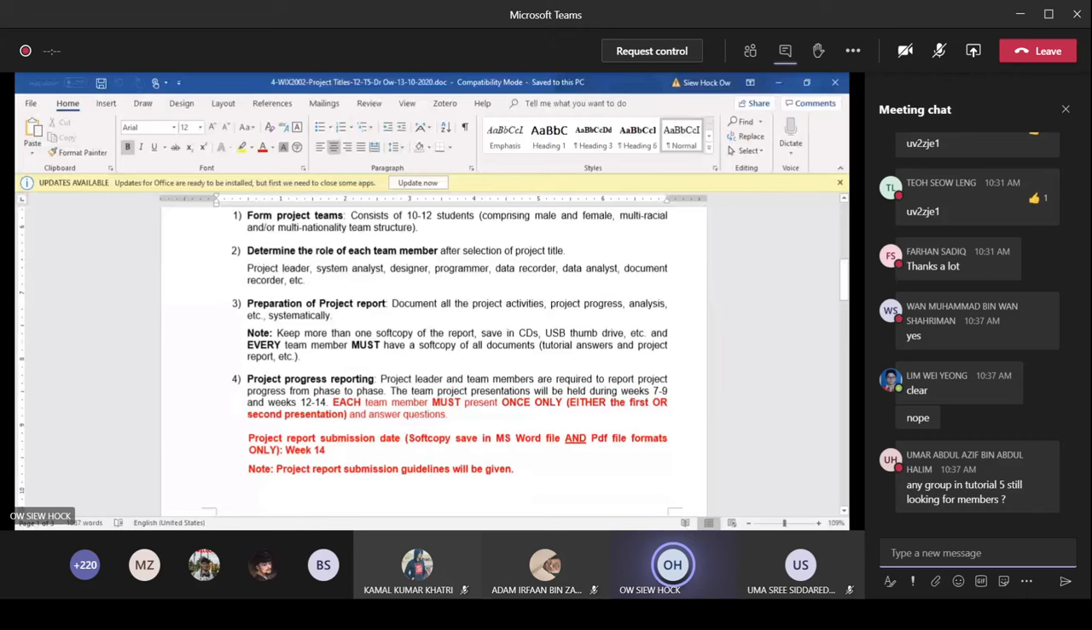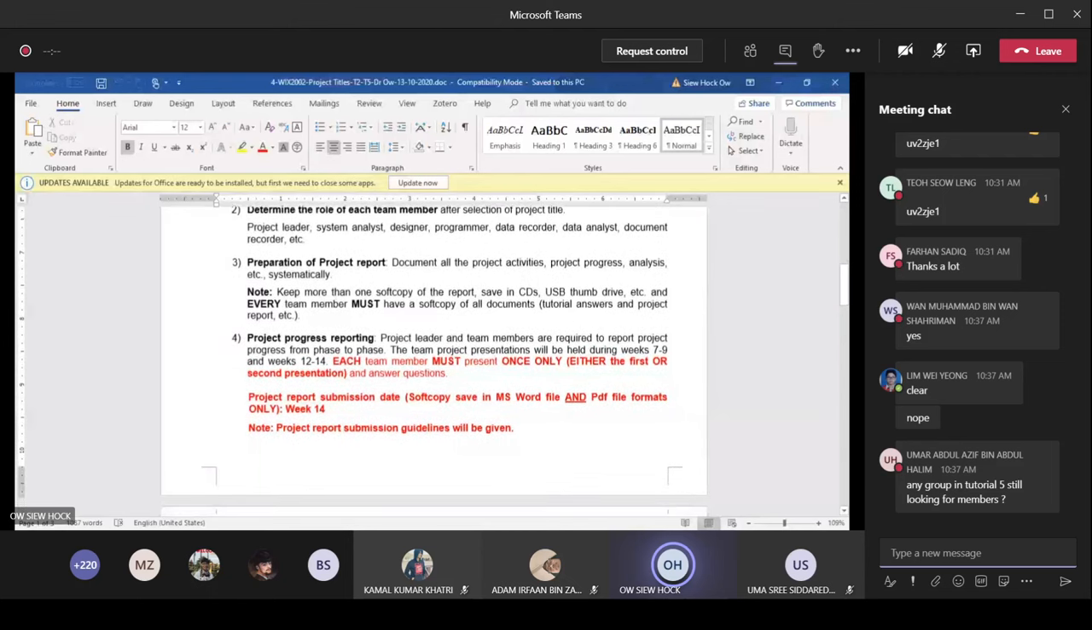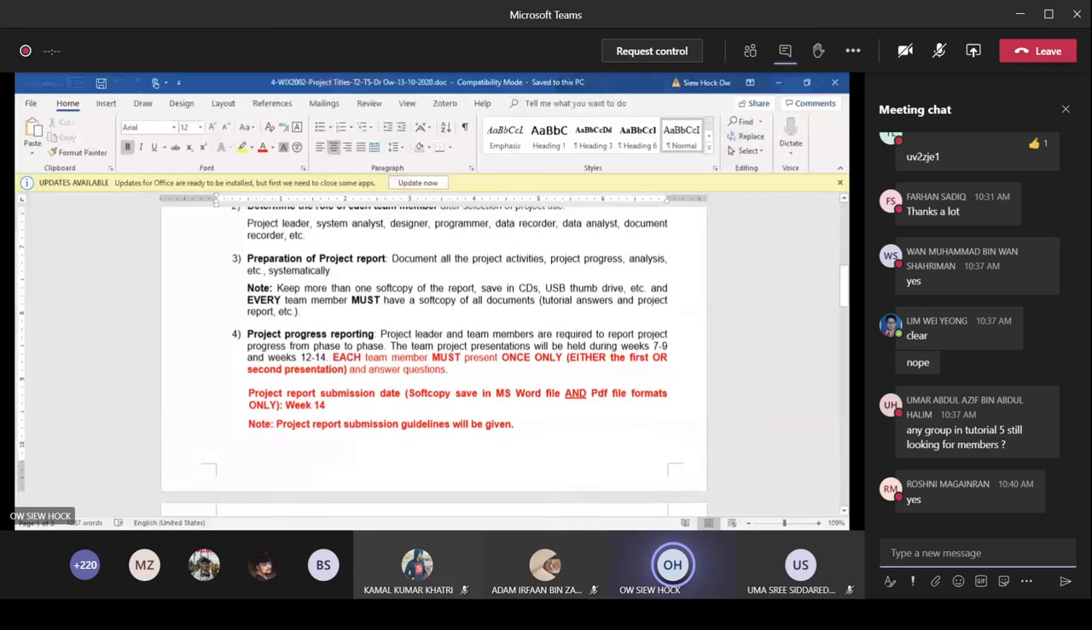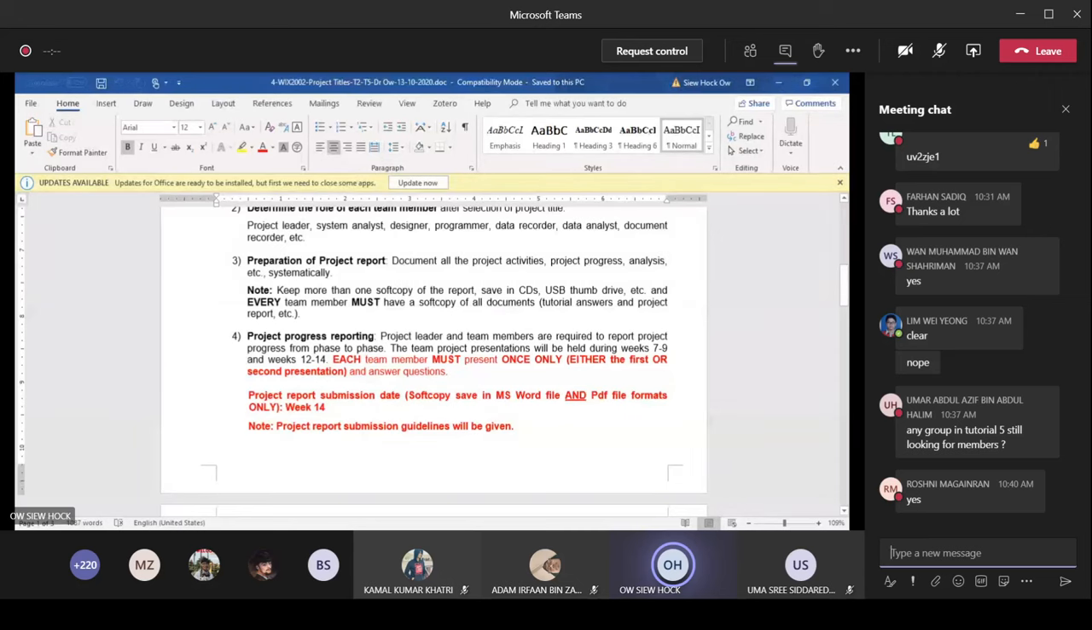You determine the role of each team member after selection of project title. Actually, I assign you the project title, not for you to select. Then you decide who will be the project leader and who is going to do what. As examples of roles: system analyst, designer, because you need to design the survey form, programmer, data recorder, data analyst. All of you need to learn SPSS this semester, am I right? Yes. For all the projects, you need to use SPSS to analyze the data you collect using the survey form. Then you have the document recorder and so on. So you assign a role to each one. What is the main role of each team member?